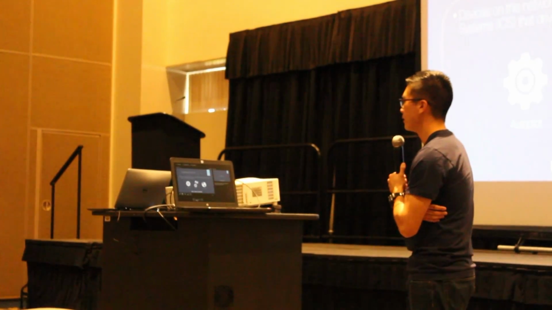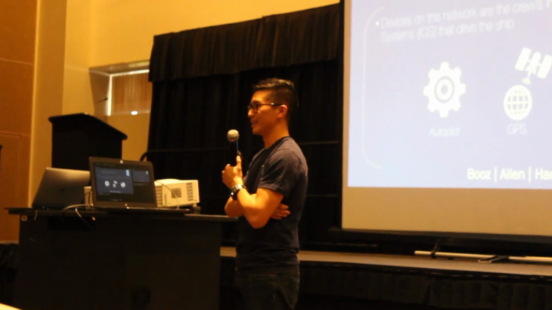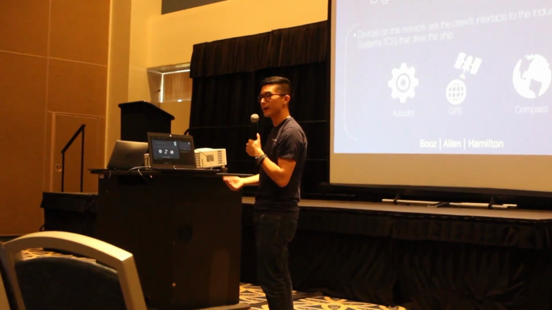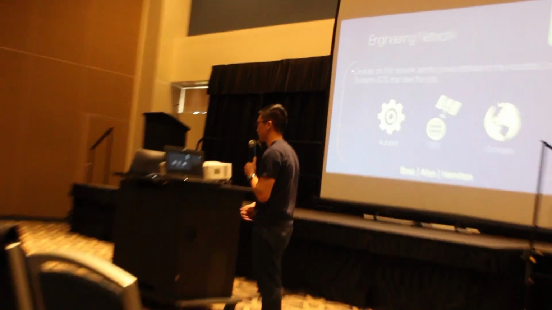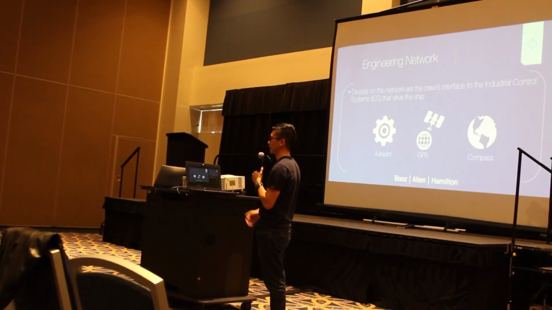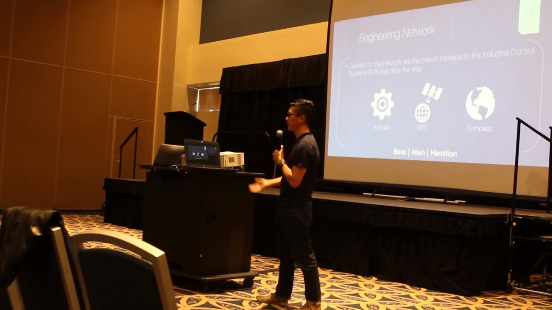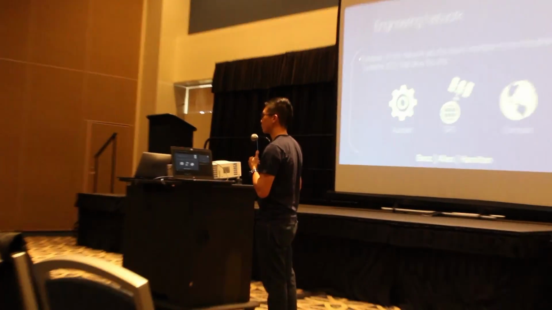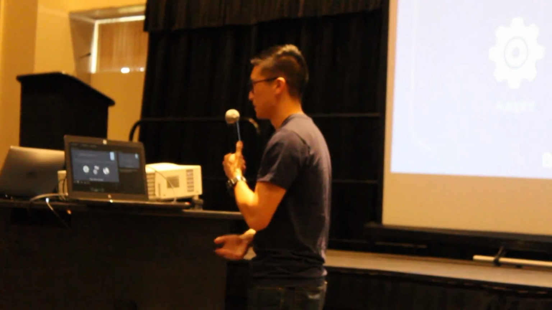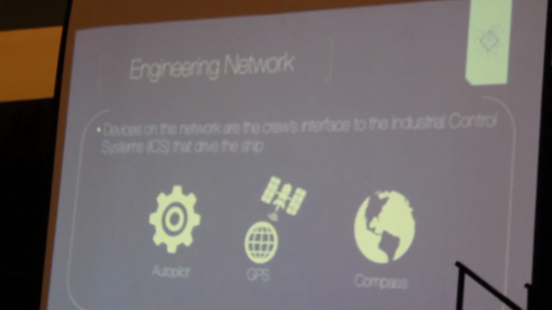So the engineering network. This is the interface between the crew and all the industrial control systems, the ICS, on board the ship. Anything that allows the crew to interface with anything that drives an actual ship is on the engineering network. So stuff like the autopilot, which can turn the boat. It can pretty much control the entire boat. It can lock you in a certain heading, it can make 180 returns for you, and this would be on the engineering network. Stuff like compasses, the GPS, anything that allows the crew to control the ship will be part of the engineering network.